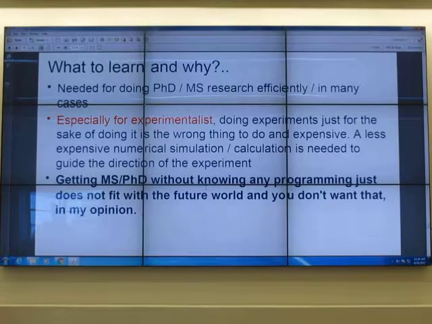If you do MS or PhD, you will need it when you do research. What if you just do the experiment? Do you need numerical method? Yes, yes, and yes. Especially for experimentalists. Doing experiments just for the sake of doing it is wrong and is expensive. You need to know the theory to guide you first, okay? Then you can do the experiment. Do just the right experiment that will give you the most output, okay? And I think getting an MS or PhD without knowing how to program does not quite fit with the future world, in my opinion.